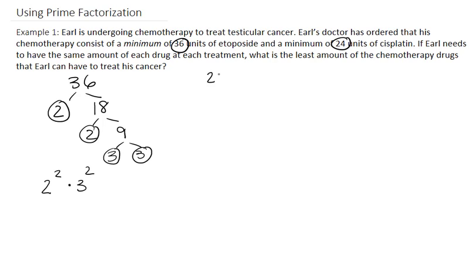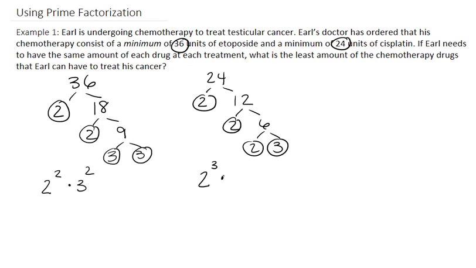Now 24 can be broken down into 2 and 12. 12 can be broken down by 2 and 6. And 6 can be broken down into 2 and 3. So we would have 2 to the third power times 3.